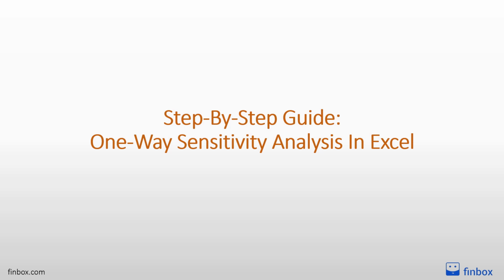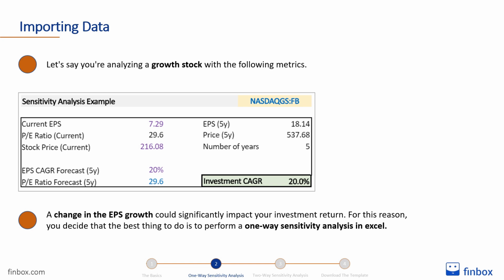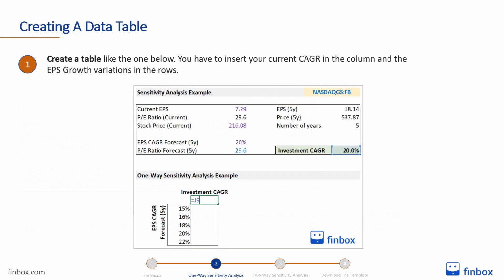Let's start with the one-way sensitivity analysis. What this simple table tells you is that you'll obtain a 20% CAGR on your investment if the company's EPS grows by 20% per year for the following 5 years and its PE ratio in 5 years is 29.6. A change in the EPS growth could significantly impact your investment return. For this reason, you decide that the best thing to do is to perform a one-way sensitivity analysis in Excel. The first thing to do is to create a table like the one below. You have to insert your current CAGR in the column and the EPS growth variations in the rows.